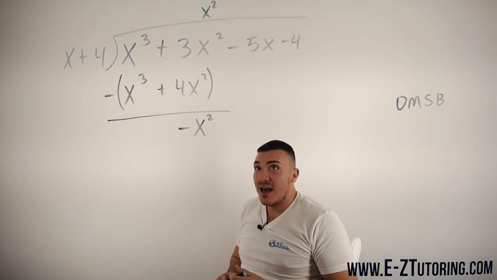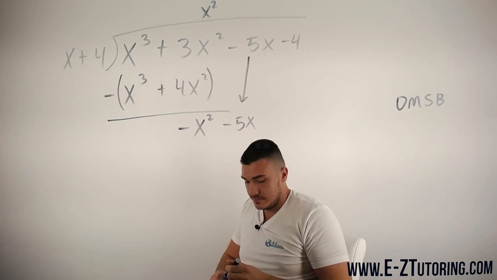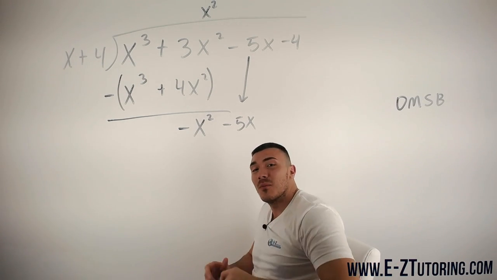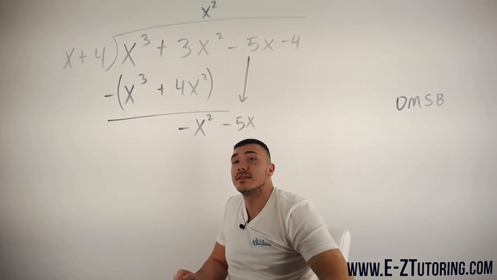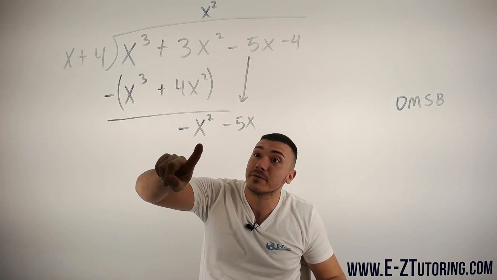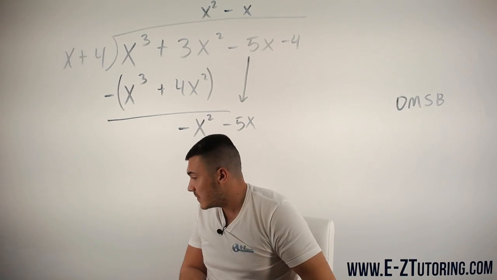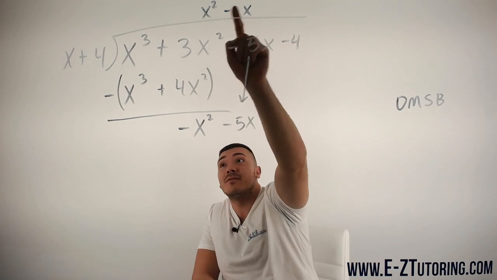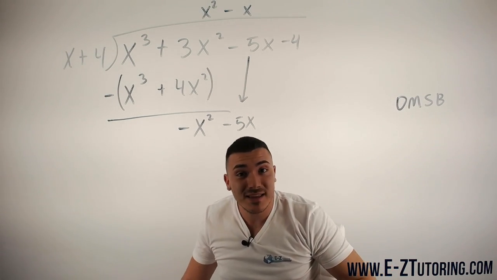Our next step is to bring down. So we must bring down the next term, which is a minus 5x. And then we loop back and start with division again. Now we look at our new stuff, whatever we're left with here, and we divide this by this. Negative x squared divided by x. How many times does x go into here? It goes in negative x times, and I will put the negative x up here for our answer. Of course we know this because negative x times x gives us negative x squared, which is what we want. All right, now we can move on to the next step, which is multiply.